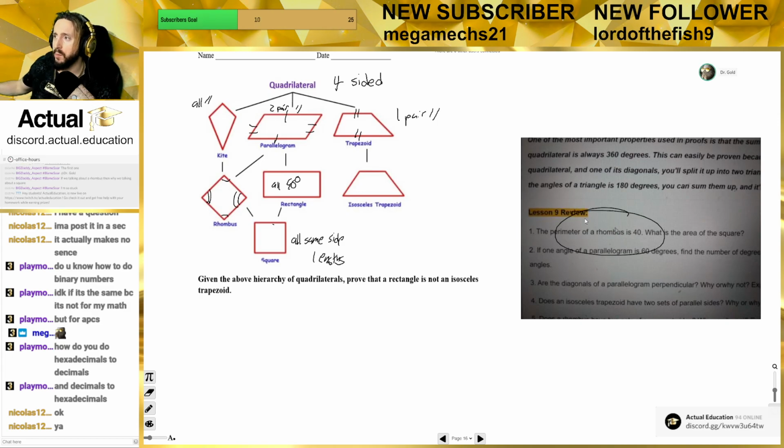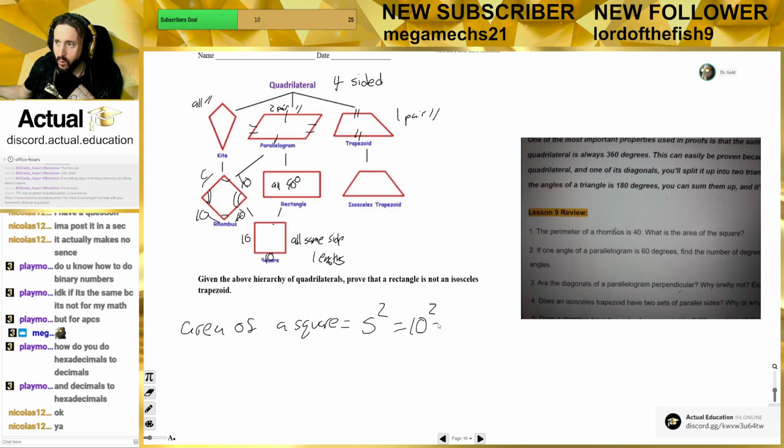So they say the perimeter of a rhombus is 40, right? That means if I add up all the sides, I need to get 40. But then they say, what is the area of the square? So the square tells me that this is a rhombus where all the side lengths are the same. That means each side length has to be 10, in order for the perimeter to add up to 40. And the area of a square is just equal to the side length squared. So that's 10 squared, which is equal to 100. So that's where that comes from. Cool?